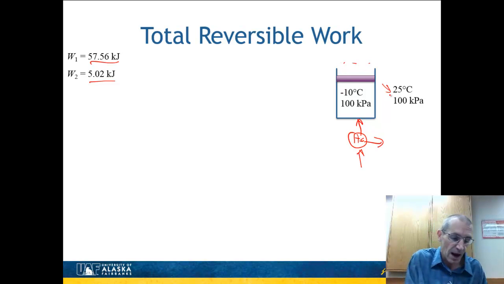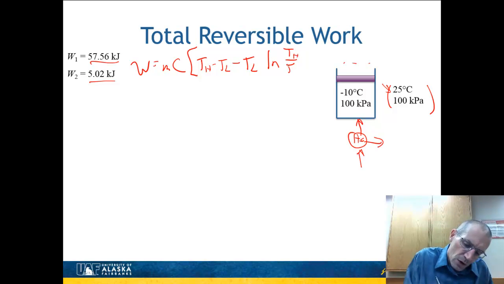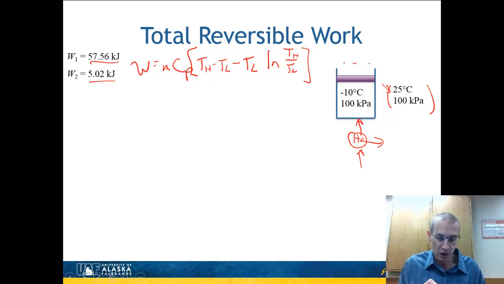So at the end, I will be at these conditions right here. The amount of work with that heat engine is m C times (T_H minus T_L) natural log of T_H over T_L. And this will be C sub P because we're going to be doing this at constant pressure now. So let's go ahead and put our numbers in for that.